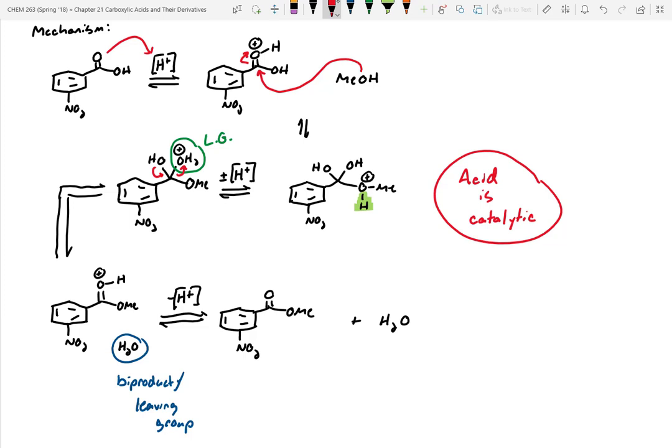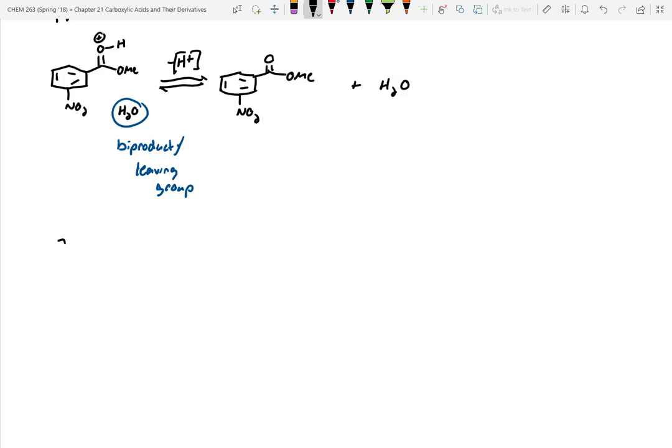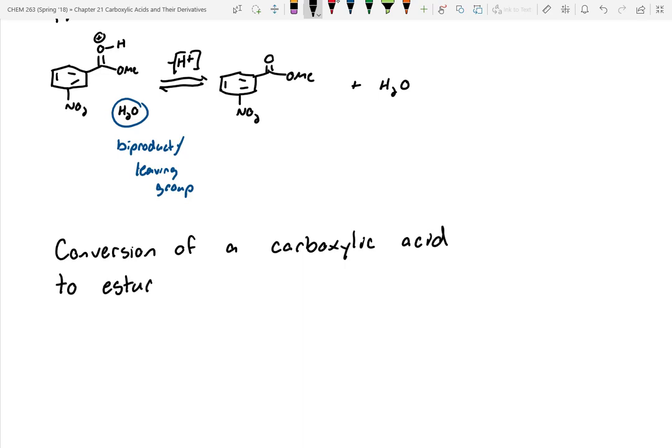All right, this has a fancy name, so I did want to present it to you. It's one of the most famous reactions in chemistry. So this was conversion of a carboxylic acid to an ester using acid plus alcohol. This is called the Fischer Esterification.